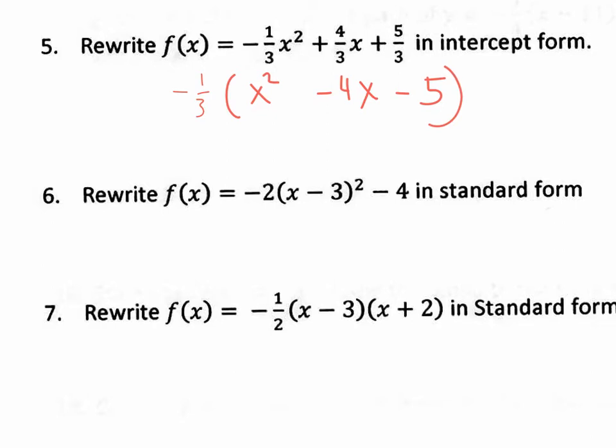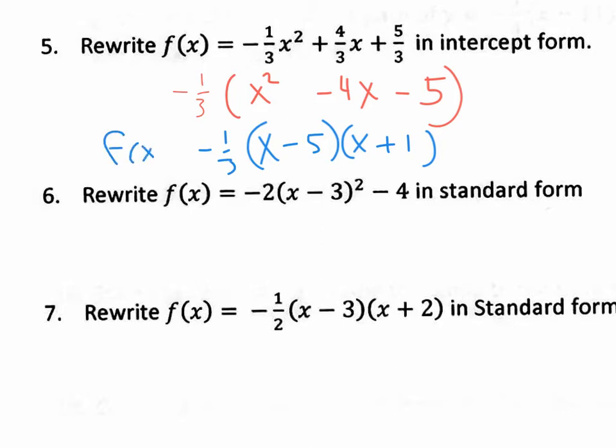If you take a look at the inside of the parentheses, you have a quadratic trinomial that is factorable, right? You do the two sets of parentheses, x, and you think what times what is your last number, which is negative 5, that if you combine together gives you negative 4. So what will that be? A negative 5 and a positive 1. Now don't forget to bring down your negative 1/3, which is technically your a value on your intercept form equation.